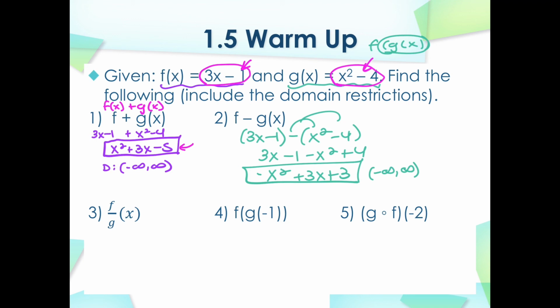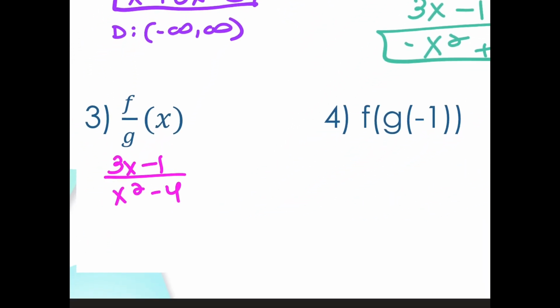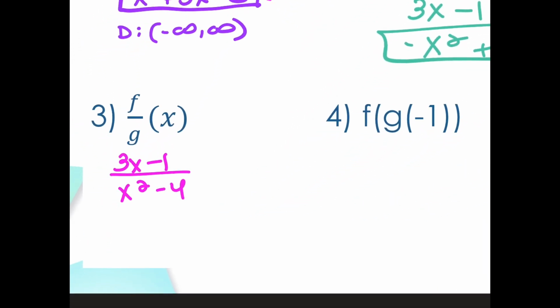Now we go to 3, f over g of x. F is 3x minus 1. G of x is x squared minus 4. There's not a way to simplify this, but what happens in our domain restriction is we've now put that variable in the denominator. So you can say that this cannot equal 0, and you could have either factored it because it's the difference of two squares and said x can't equal negative 2 or positive 2, or you could have moved the 4 over, so x squared could not equal 4, square root, making sure to put that plus and minus, and x cannot equal plus or minus 2. So either way, you get the same domain. X cannot equal negative 2 or positive 2.